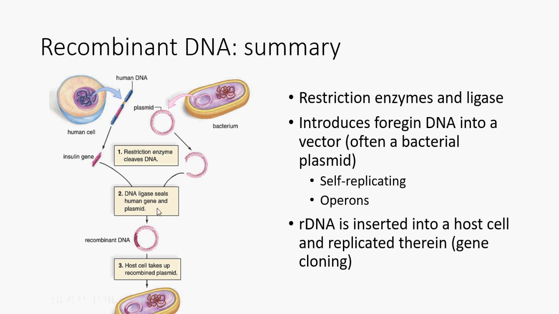This is then put into a bacterial cell to make multiple copies, which will give us a lot of insulin genes, which will then give us lots of insulin. Insulin is a protein. So the rDNA in the final step is put back into a host cell and replicated there through gene cloning. And that is how we get insulin. The end.